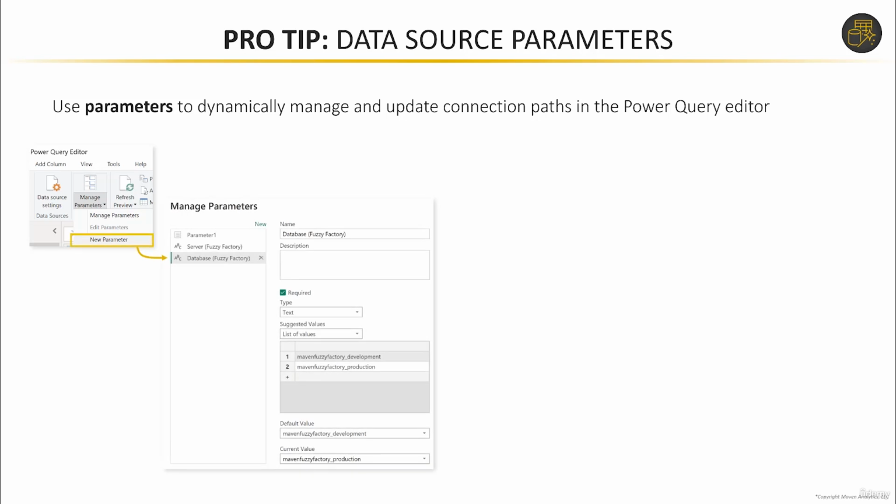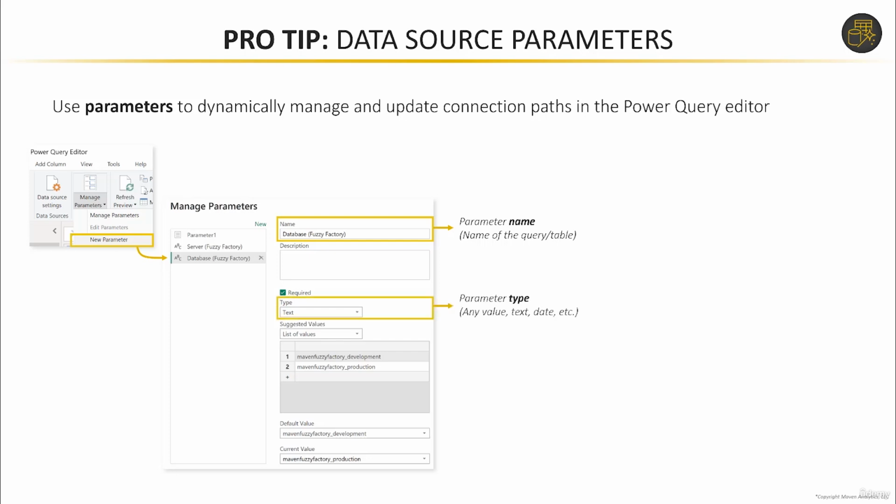So to get started, you'll need to create a new parameter or parameters based on your connection. In this example, I've created two new parameters, one for the MySQL Server connection and another for the database schemas. Here, I'm using generic names like database and then specifying that it's part of the Maven Fuzzy Factory. Just good data hygiene, making sure that you're naming things clearly and appropriately.